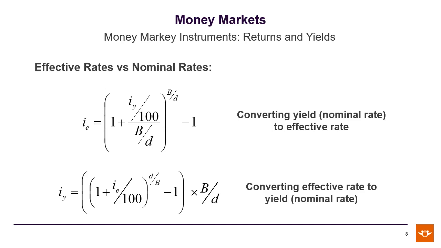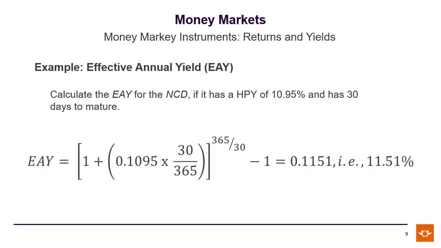So here we're looking at how to convert between effective and nominal. And the effective rates, as I said, can be compared across all different instruments. So here we're calculating the effective annual yield for an NCD with a holding period yield of 10.95% and 30 days to maturity. Our holding period yield is a nominal yield. It's from an example we've used previously. And once we've done our calculations, we end up with an effective annual yield of 11.51%.